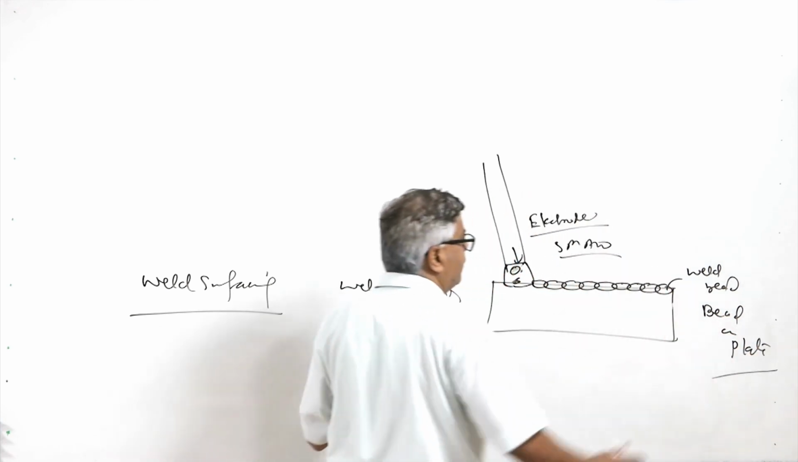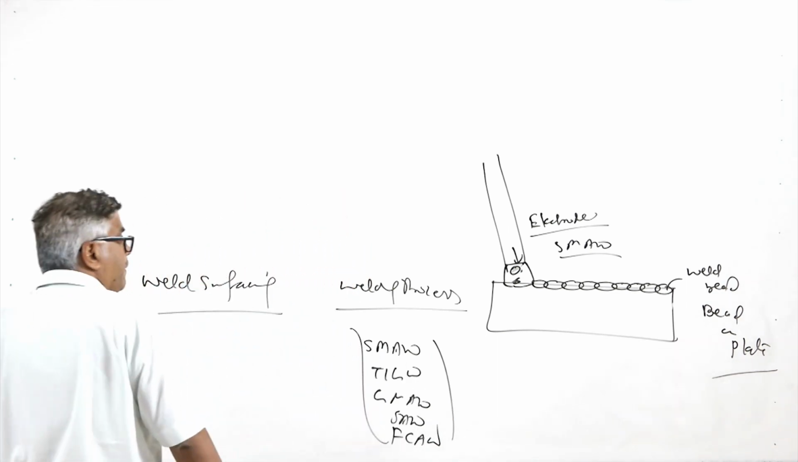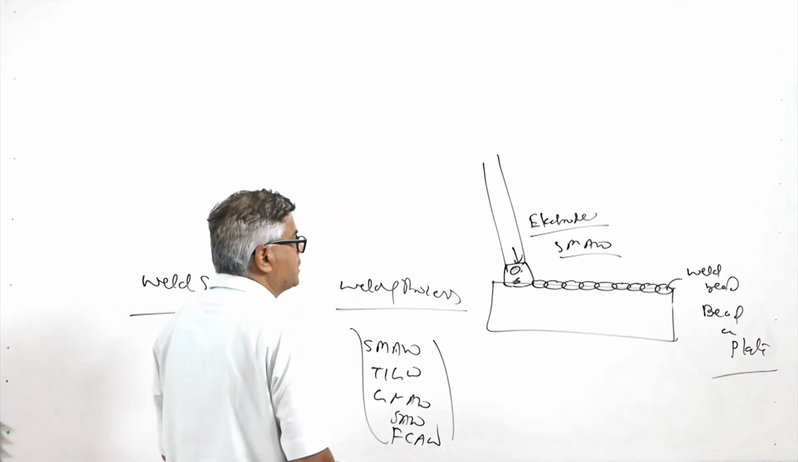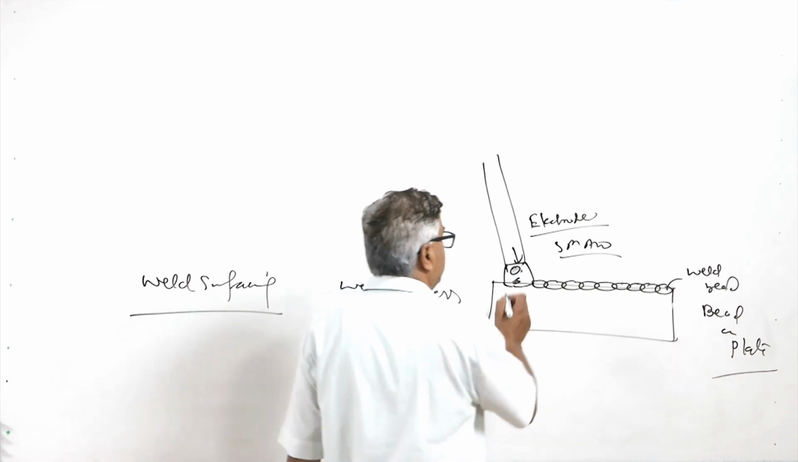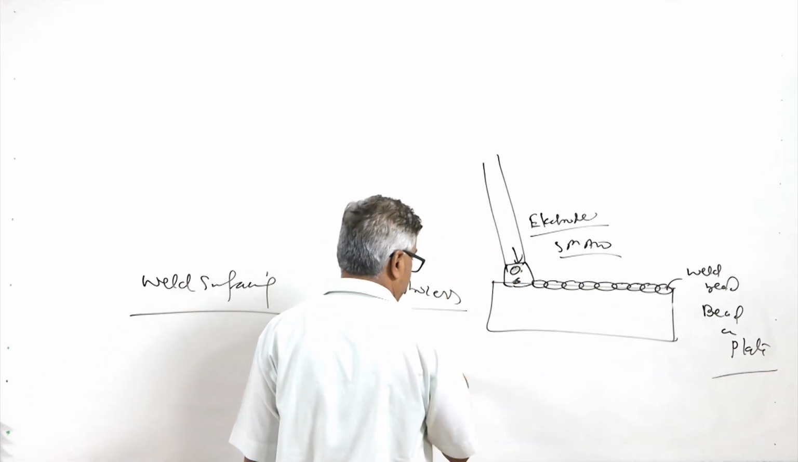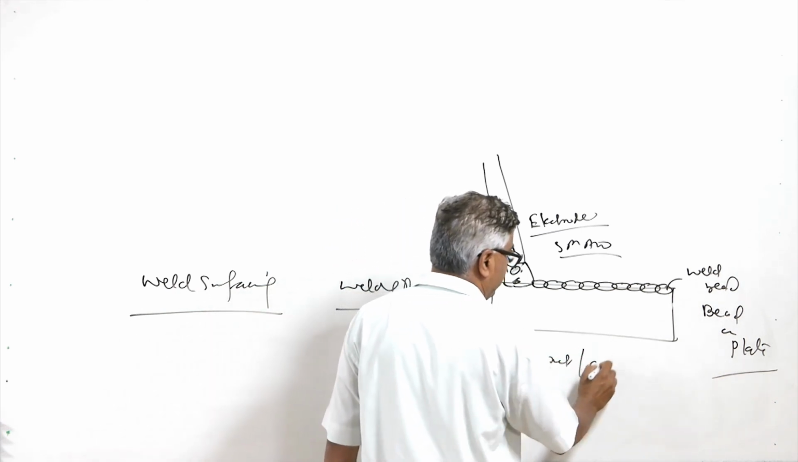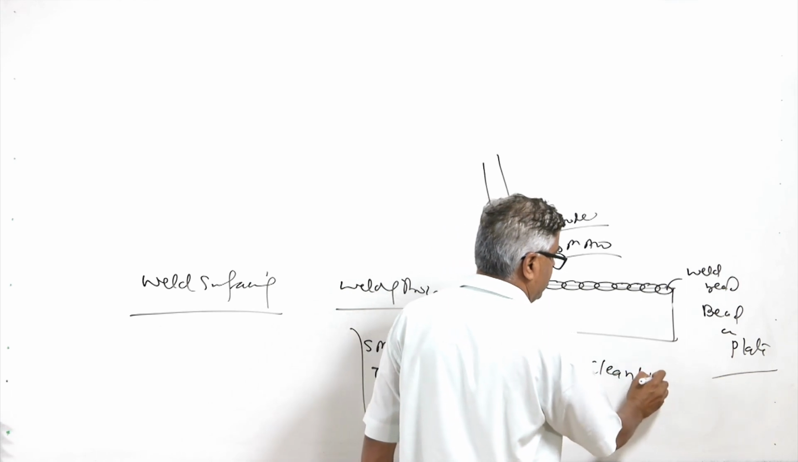So basically it will be covering the surface of the substrate to apply the layer of the material which is to be deposited. Depending upon the process, it offers different heat input and cleanliness of the weld.